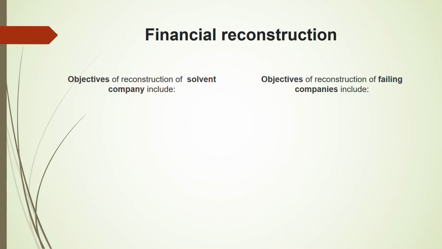Now, financial reconstruction. As I told you, reconstruction is not only for the companies which are failing, it could be for successful companies also, hence solvent companies also. So if it is for the solvent company, what is the objective versus when it's a failing company? The objectives are different. So first let's start with the solvent company. The objectives of a solvent company for reconstruction. Number one, improve the capital mix. Why they want to do financial reconstruction is to improve their capital mix. Second, improve the timing of availability of funds.